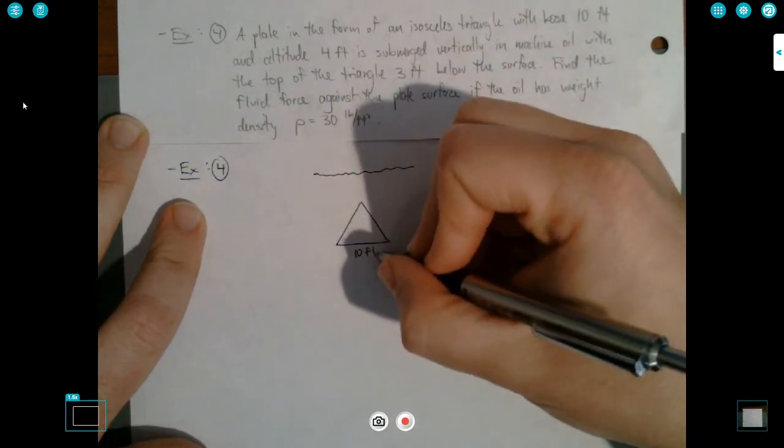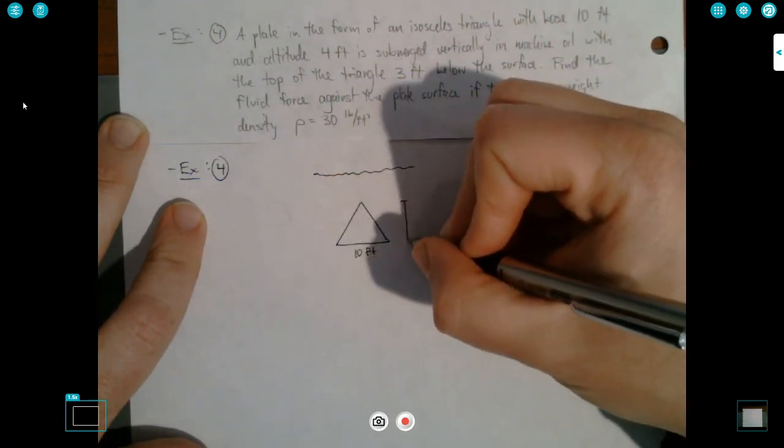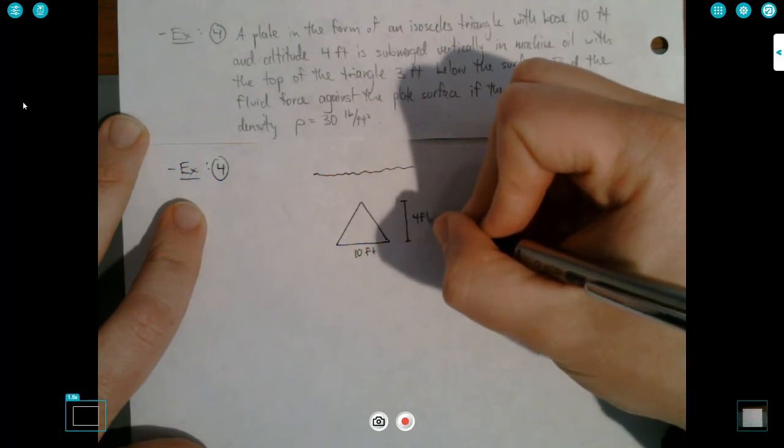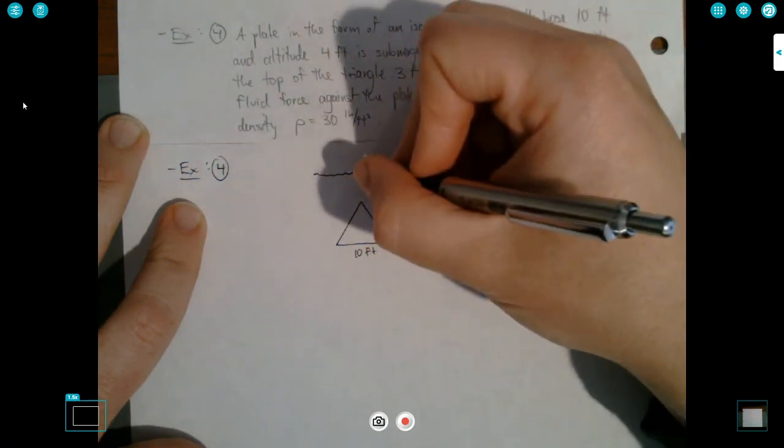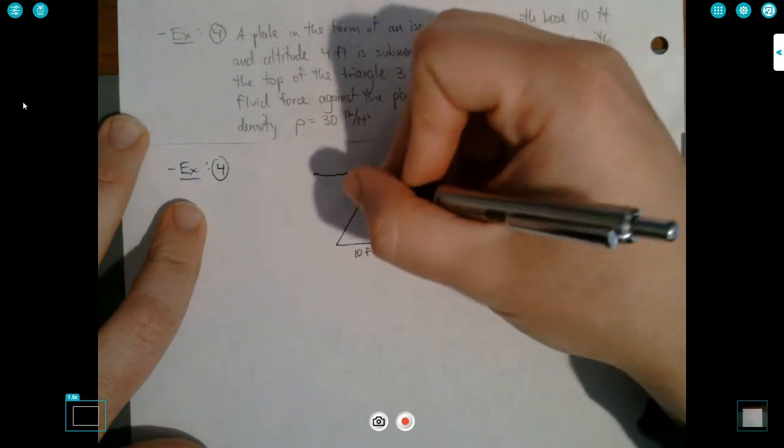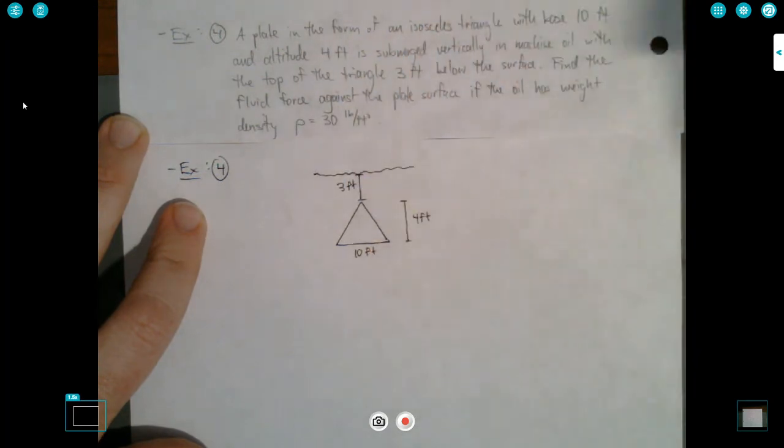Right, the base is 10 feet. The height of the triangle is 4 feet. But it's submerged 3 feet down, so this depth is 3 feet. Okay, and we want to find the fluid force. We might have to do some scratch work, but let's see what we need.